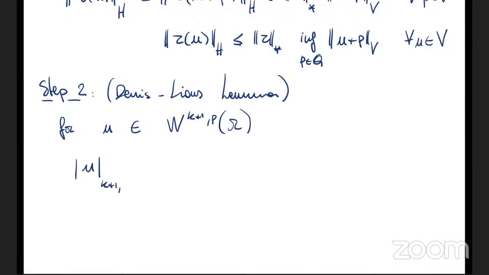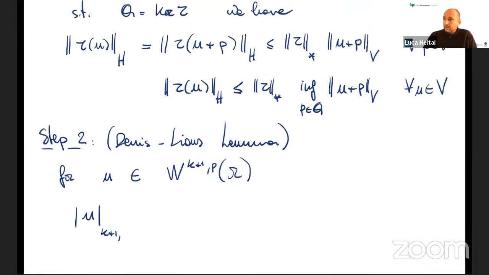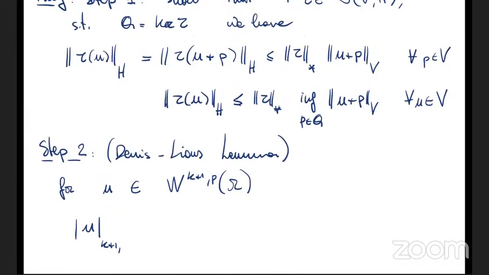Yes. And please, can you move the slide a little bit upward? Upward? This way? Yes, you take P in V, but P should not be in Q because Q is the kernel of tau.